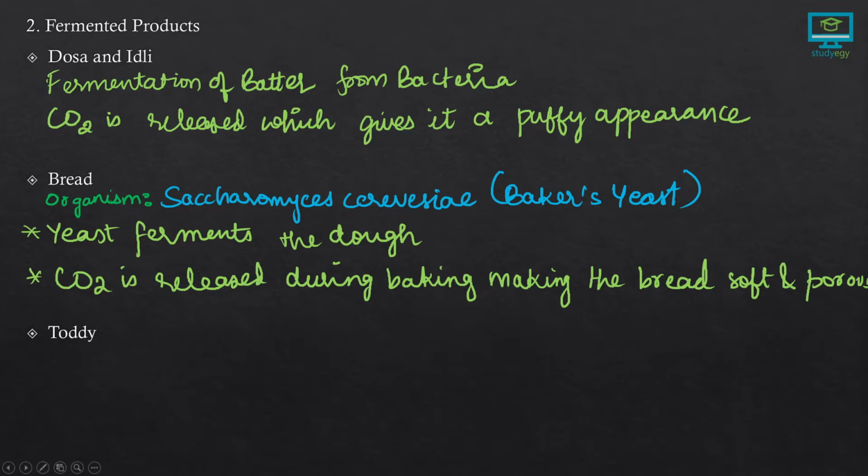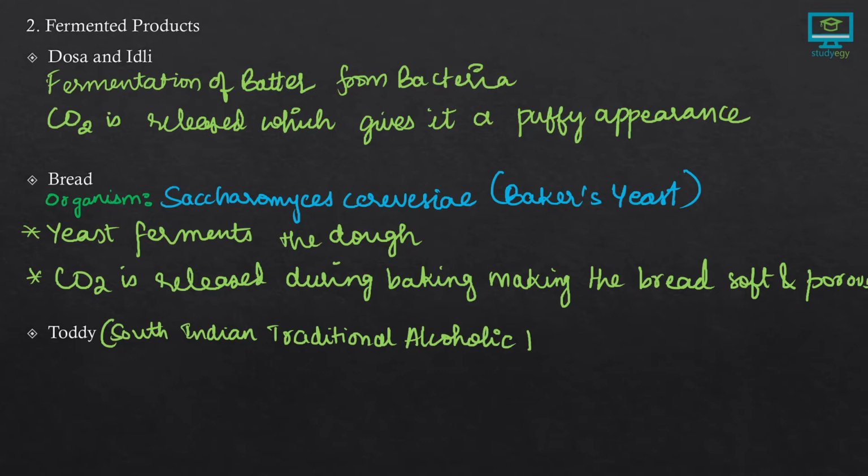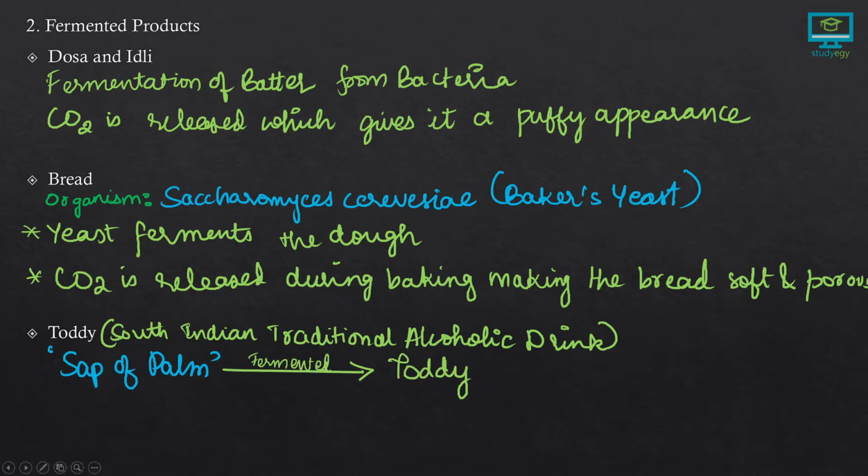Now coming to toddy. What is toddy? Toddy is a southern Indian traditional alcoholic drink. It is a liquid which is white in color, and again it is fermented. It is formed from the sap of palm. The sap of palm is fermented to yield toddy. The naturally present yeast ferment toddy and make it alcoholic.